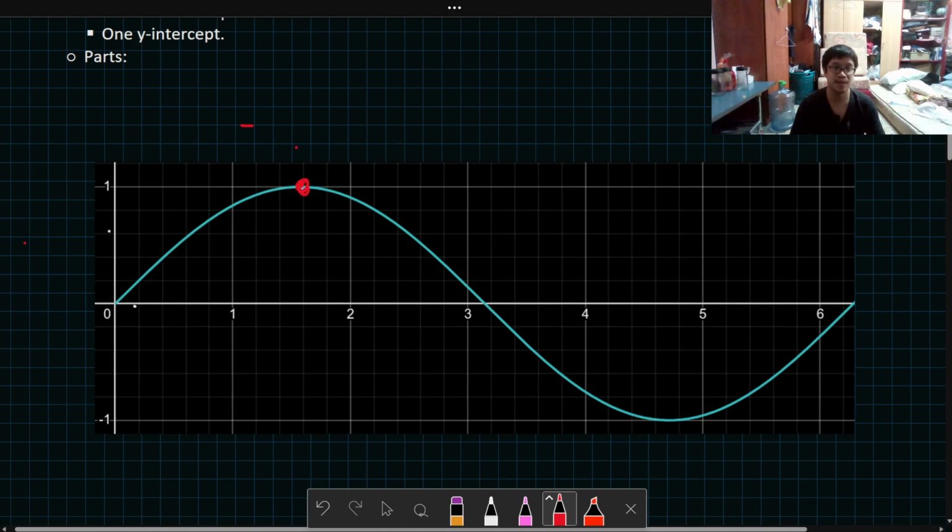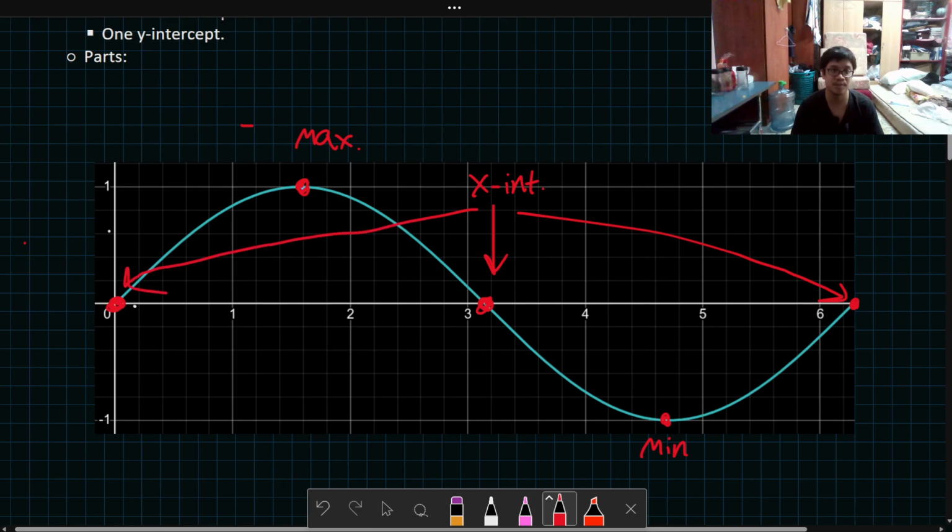So again, the peak here, this is what? The maximum point, right? This one is your minimum point, right? Then the x-intercepts are here. Remember, when you say x-intercept, these are the points where the curve passes through the x-axis. So there we go: x-intercept here, x-intercept there, and x-intercept here.